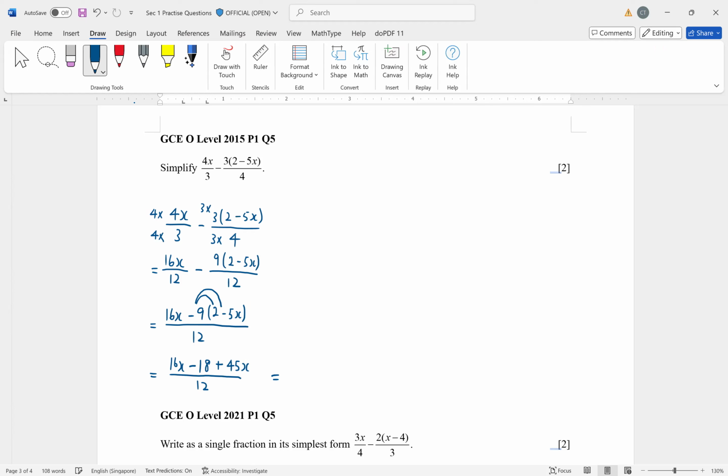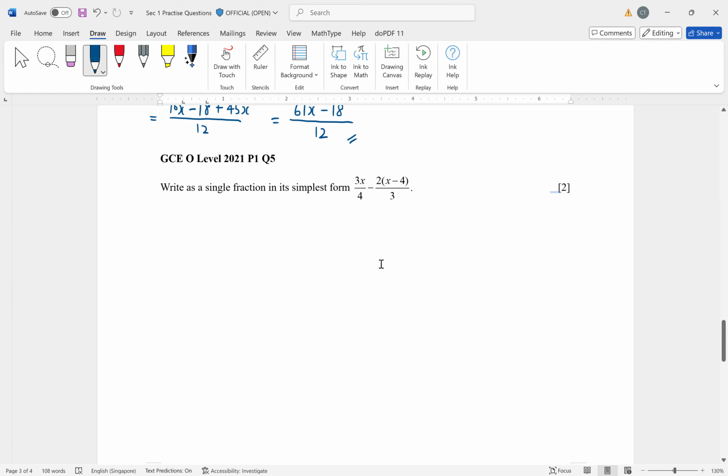Now we can get the final answer. The 16x can add to the 45x. 16 plus 45, you get 61x. So 61x minus 18, divided by 12. I believe we can't simplify this expression any further, so this will be the final answer. This is how you do questions like this.